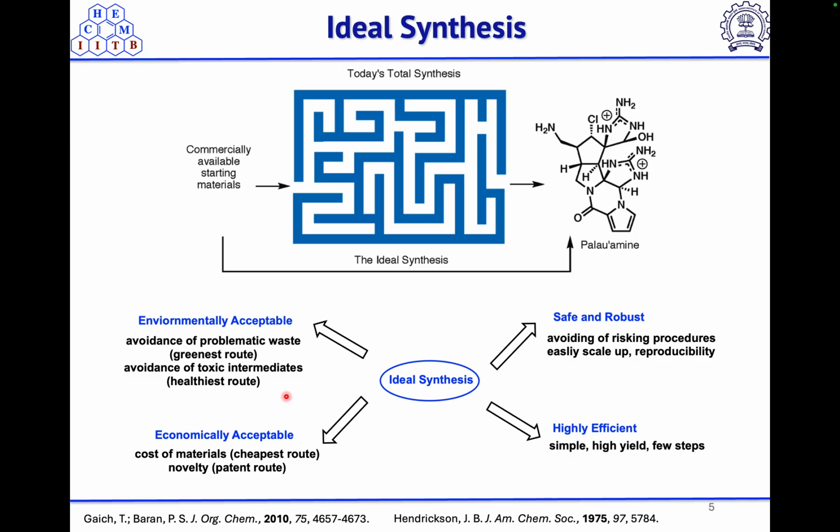Also, economically acceptable, what is that? So this should be cheapest route. Whatever starting material you have selected or targeted, it should be economically cheap. So the cost of material should be lower. Also novelty, so whatever methodology you have published or you are working, it should be novel. Then only people will appreciate your work. So that is how it is economically acceptable. It should be environmentally acceptable. Now it should be safe and robust.